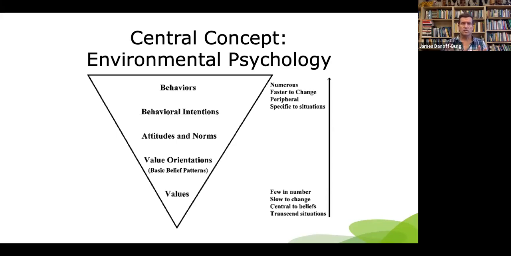Value orientations are a little easier to change because that sort of sets your standard, but it's still very difficult to change. Going up the hierarchy, attitudes and norms are a little easier to change, but still very challenging to change what is normal in a society, to change a person's attitude, and especially to change the attitude of a community or of a society.